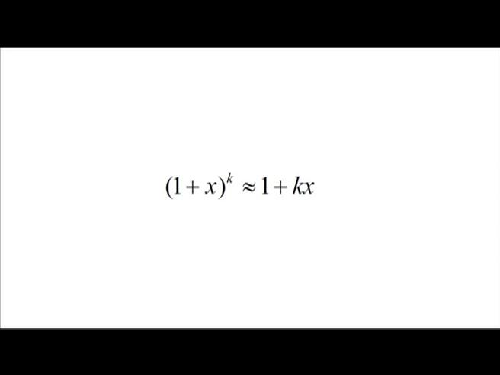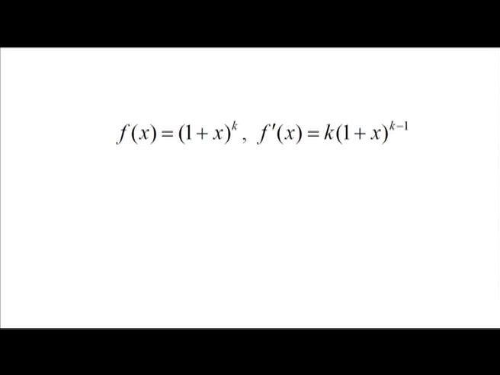This is a useful and important linear approximation for roots and powers, provided x is very near to 0. With f of x equal to (1 plus x) to the power k, f prime of x is equal to k times (1 plus x) to the power k minus 1, and x naught is equal to 0.